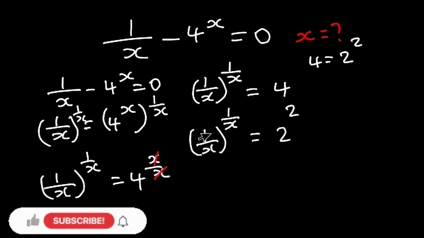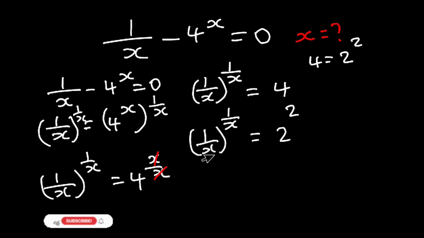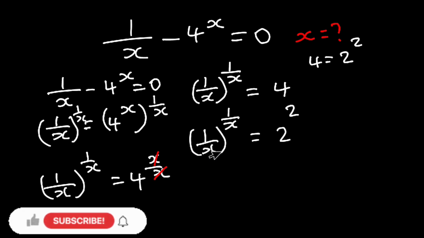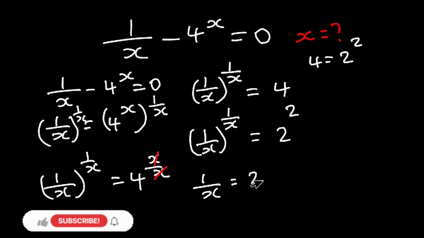Now we have this base here, and it is the same thing as this power. The same thing is applicable to the right hand side of this equation. This 2 is the same thing as this 2. So we're going to compare the bases. So it's either we compare the bases 1 over x and 2, or the powers 1 over x and 2. Whichever one you do, you are going to get the same value of x. So we have 1 over x is equal to 2.